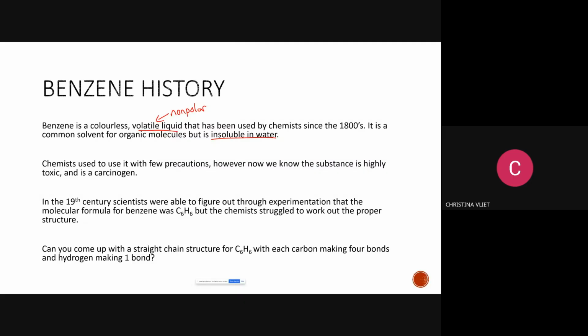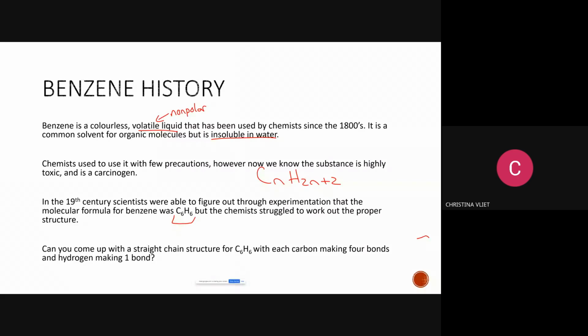So in the 1800s, they actually were able to work out that the molecular formula for benzene was C6H6. They knew its molecular formula, but they didn't know how it was structured. They were like, well, how do we get 6 hydrogens on 6 carbons? Because typically, you follow the CnH2n+2 rule, and that would be C6H14. And so they're like, it doesn't make sense. How do we get to this?